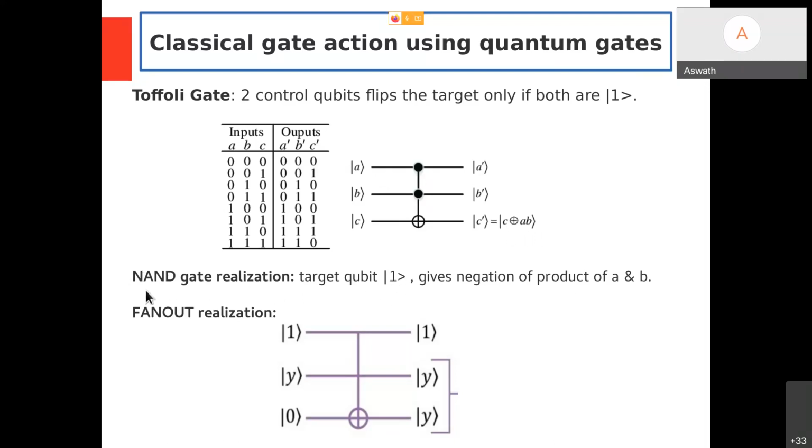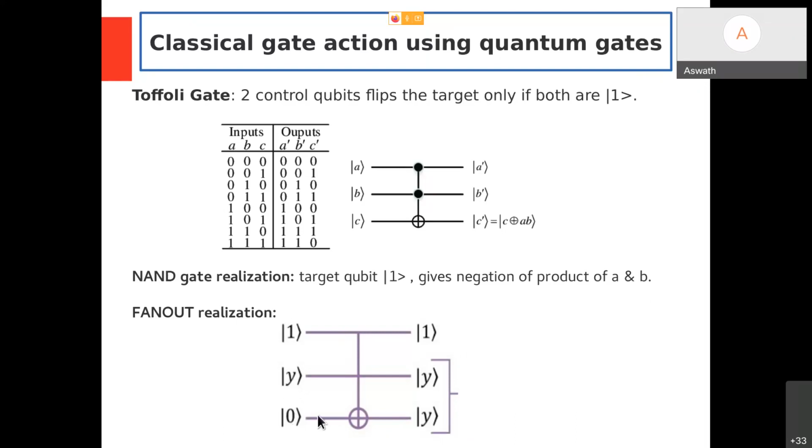Okay, and even the fan out operation means even I can clone. Clone means if there is a single bit state Y, that bit state could be copied to another bit state. Okay, so the fan out operation, which is classically possible, could also be realized with the quantum gates. So Y is copied to Y.